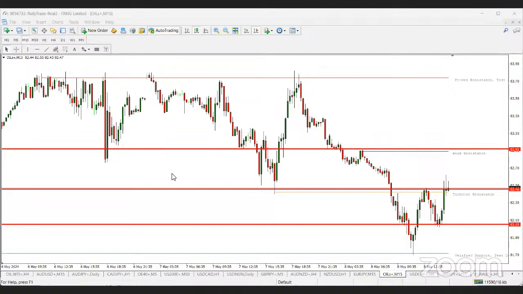And also, if it breaks below that place, I will now expect it to still sell further to 82.00. So that's how we'll do it.